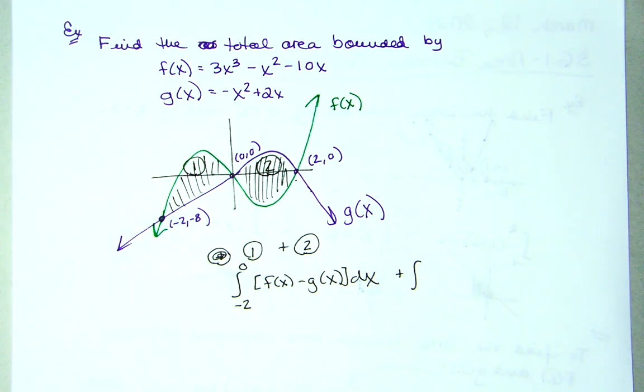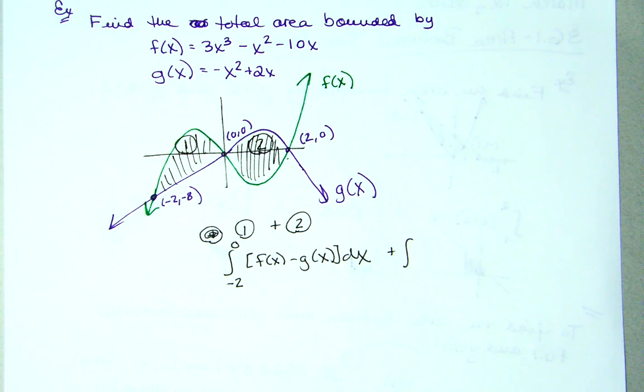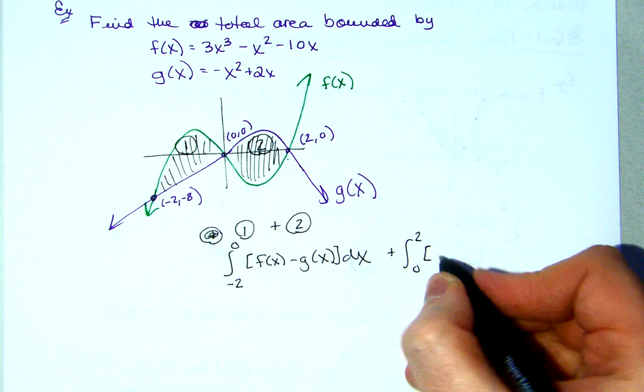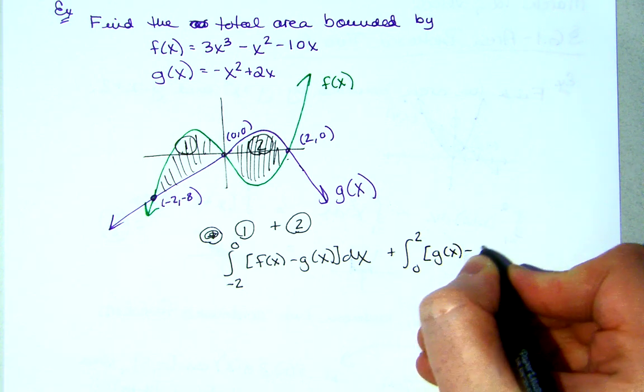Region 2. What's on the top? From what to what? 0 to 2. Top. What was that? G of x. Bottom is f of x.